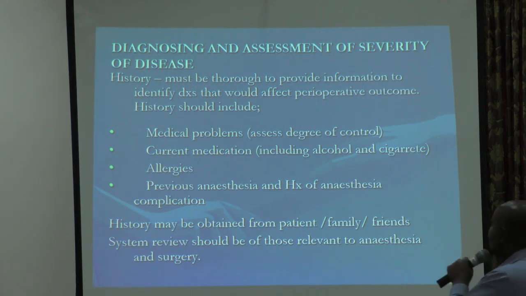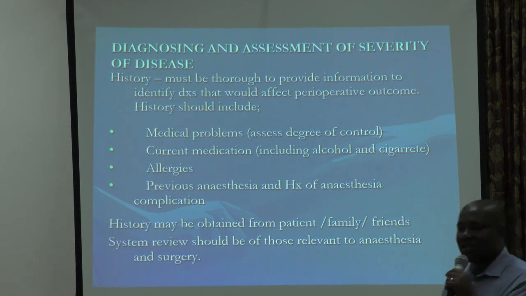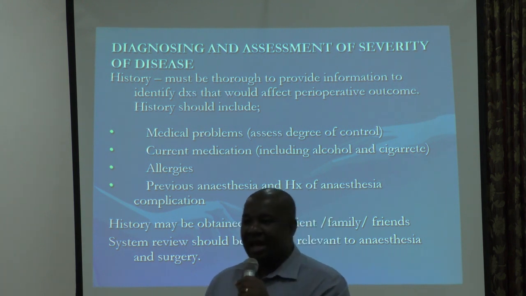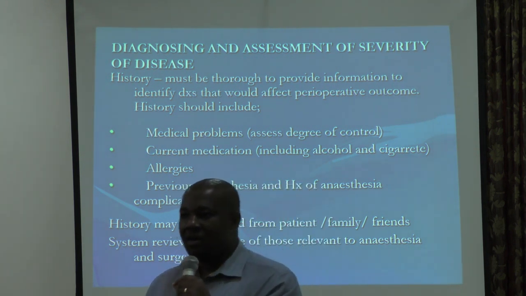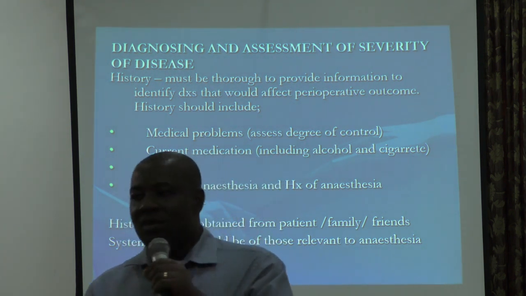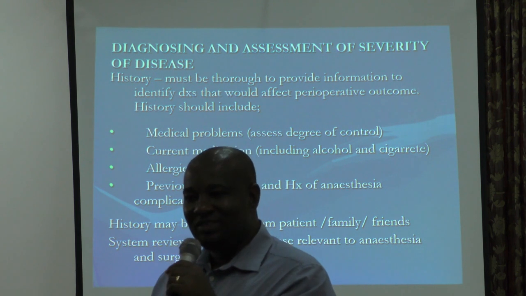Diagnosis and assessment of severity of disease. So we usually go through a history, which must be thorough to provide information to identify diseases that would affect perioperative outcome. History should include the medical condition or medical problems, and assess the degree of control. So it's not just that they are hypertensive and diabetic. What type of diabetic is it? Is it type 1 or type 2? How well controlled is it, based on the absolute numbers? What is the glycated hemoglobin level? How many medications is the person using to control it?